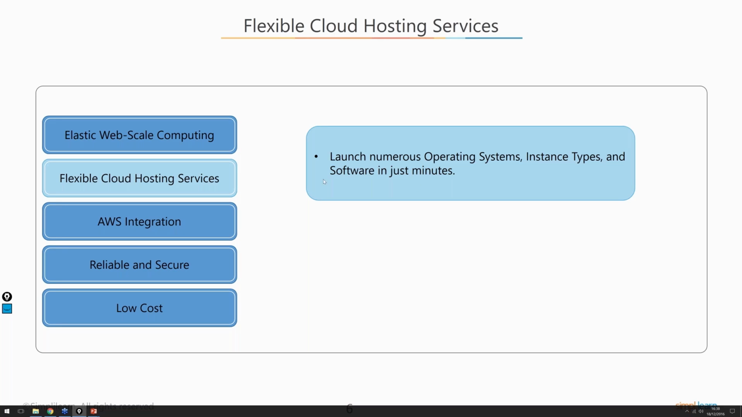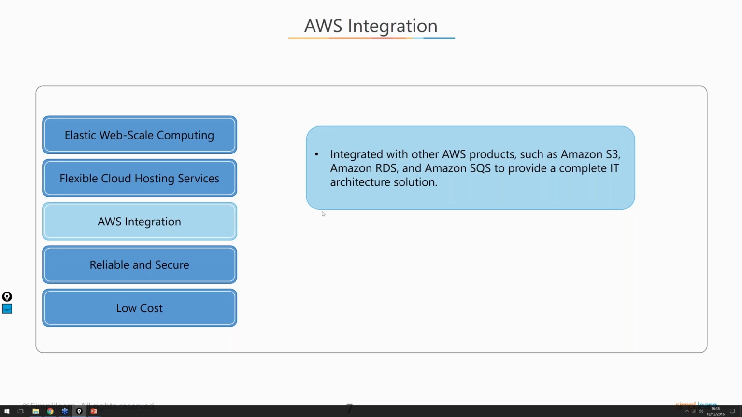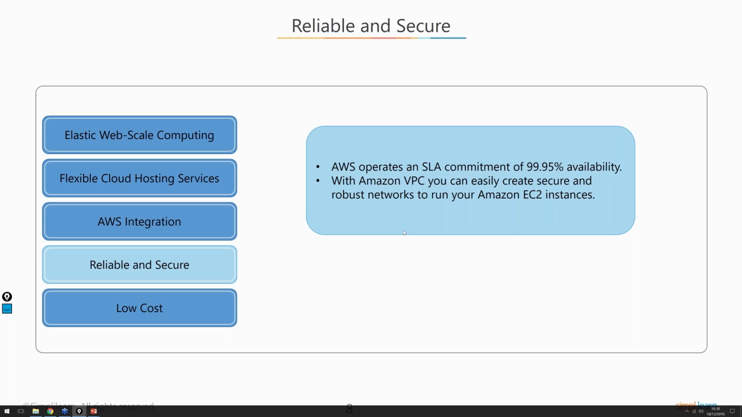It's flexible because you can launch different OS systems on it. You can have different instance types and different software in just minutes, and you can have any combination of all of them, no matter what. It allows you to integrate with other AWS products such as S3, RDS databases, and SQS, which is the queuing system, as well as provide a complete IT architecture solution. So it fully integrates with everything else AWS has to offer.